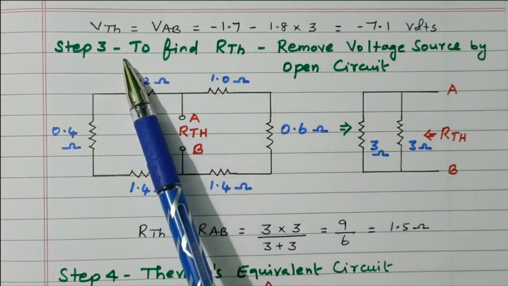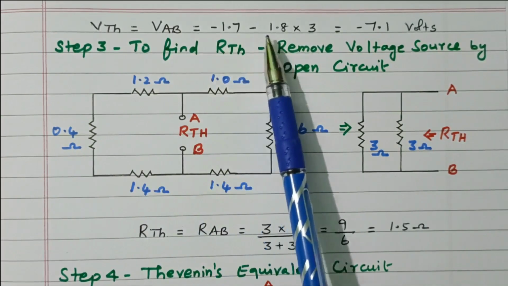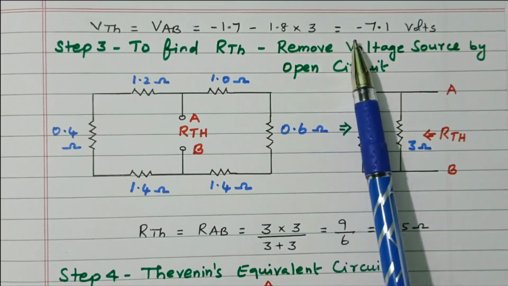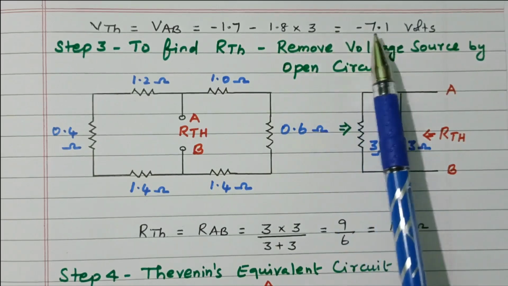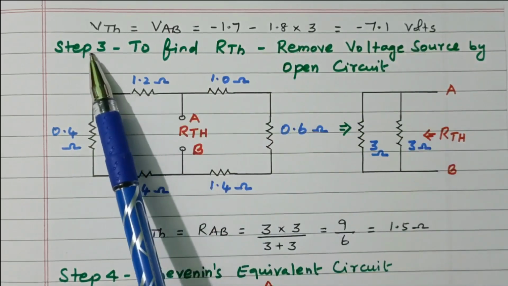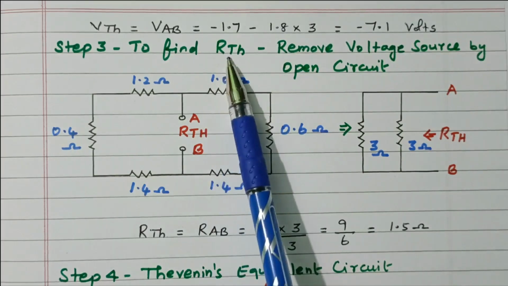So the simplified value, VTH equal to VAB, equal to minus 1.7 minus 1.8 current. This is the total resistance into 3. After simplification we got minus 7.1. Both are negative, minus 7.1 voltage. So V Thevenin equal to minus 7.1 voltage. Now we'll find the R Thevenin value.